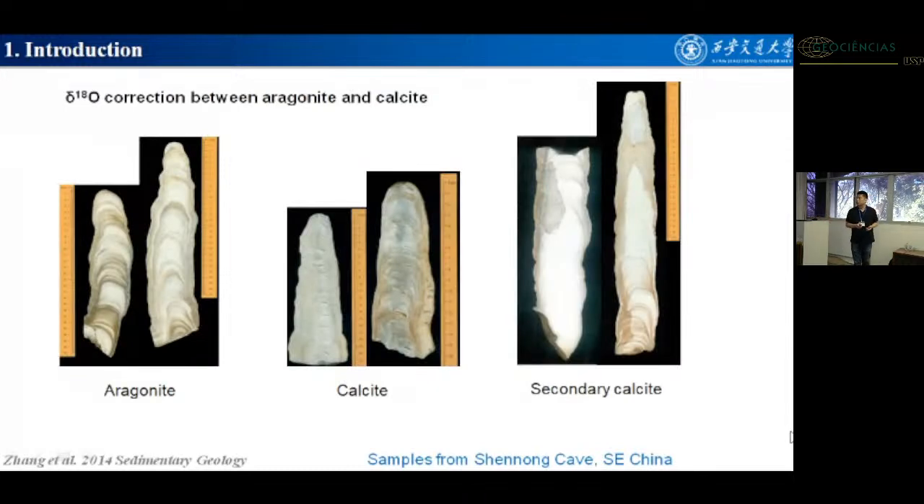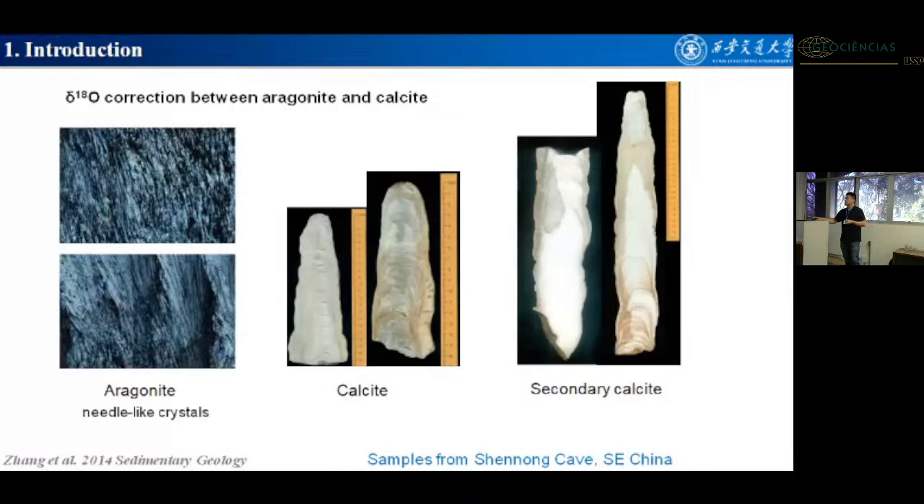Another question that should be noted is that when we use aragonite and calcite samples to make a composite record, we must do the delta weighting correction. These samples are from Shandong Cave in southeast China. One single cave contains primary aragonite and primary calcite, and also aragonite-calcite samples. This calcite is secondary calcite.